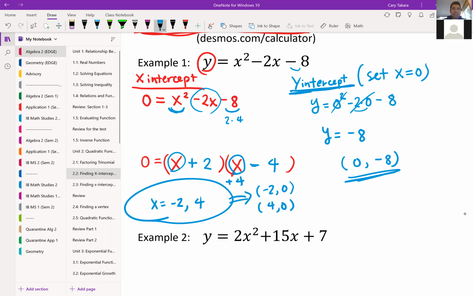In other words, the y-intercept is always going to be that last number, isn't it? That negative 8 in this case. That's going to be the y-intercept, because x will become 0. Negative 2 times 0 is 0. So you're left with a negative 8. Does that make sense?